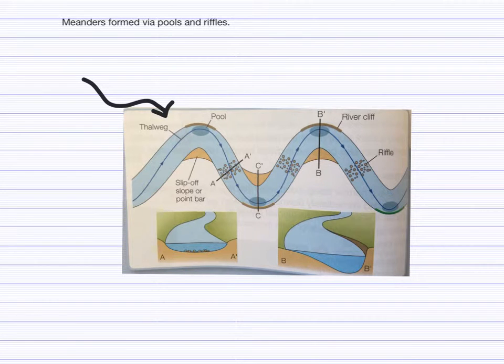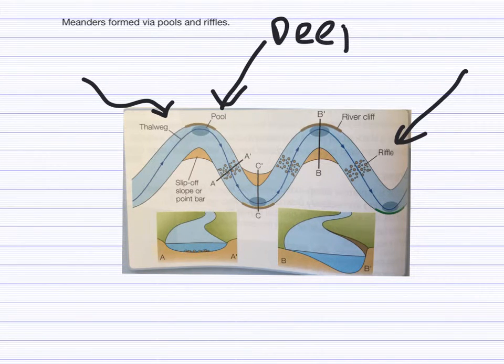There are alternating pools and riffles. Pools are areas of deeper water. Riffles are areas of shallower water because the sediment has built up. For example, here you have a pool, that's a deeper area, and over here you have the riffles. Where on the diagram you've got the little pebbles, that's the shallower section, and the pool is the deeper section. Sorry, I'm not very good at writing on it.